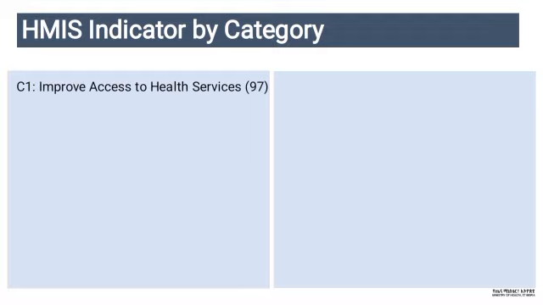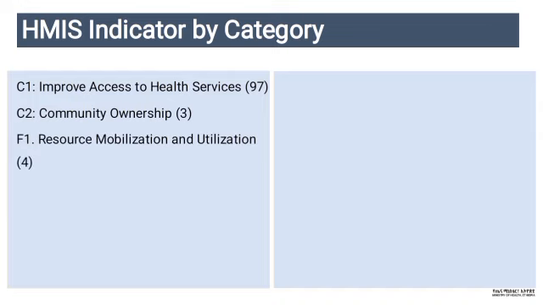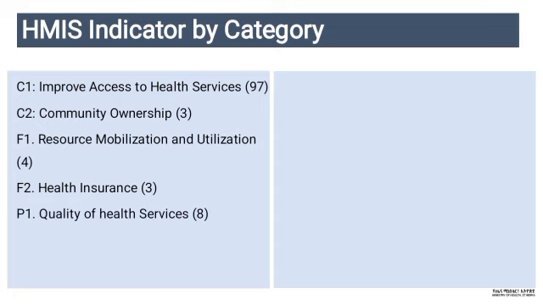C1. Improve access to health service, in brackets 97. C2. Community ownership, in brackets 3. F1. Resource mobilization and utilization, in brackets 4. F2. Health insurance, in brackets 3. P1. Quality of health services, in brackets 8.